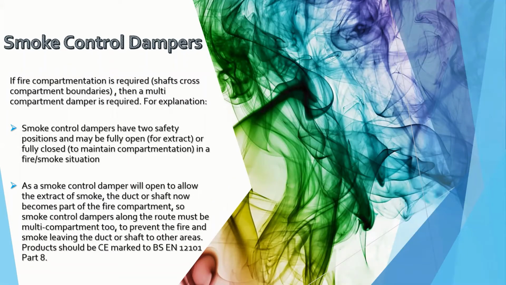When considering smoke dampers, you have to understand that they have two safety positions. One is for smoke extract, and one is fully closed to stop smoke entering the areas that are part of the means of escape. Therefore, they form part of the fire compartment. Smoke and fire detectors are connected to sense the smoke and allow the dampers to react according to the conditions they find.